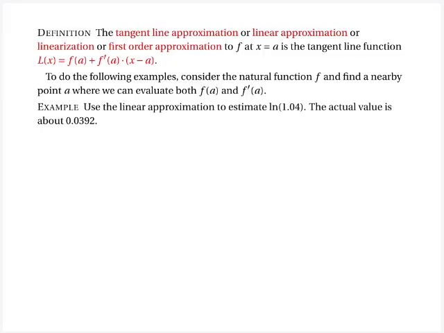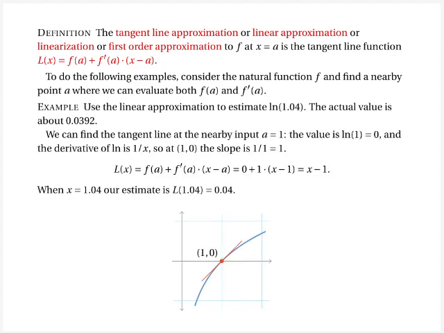It turns out when you plug it into your calculator and you get out an answer, it's about 0.0392 to 4 decimal places. Okay, so we've seen the deal here, and the formula is at the top of the slide. I meant to circle the formula. There we go. So you find the tangent line at the nearby input a equals 1.